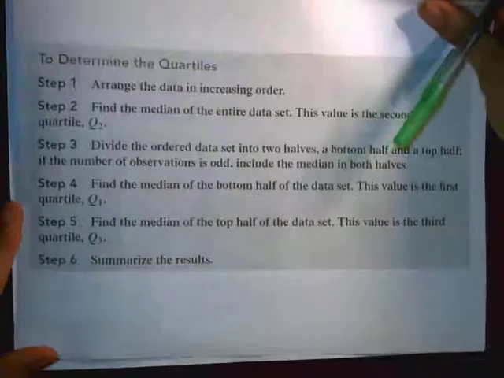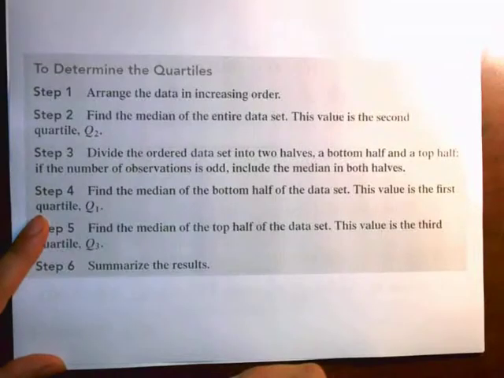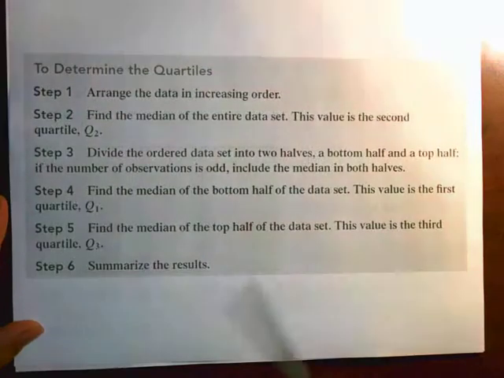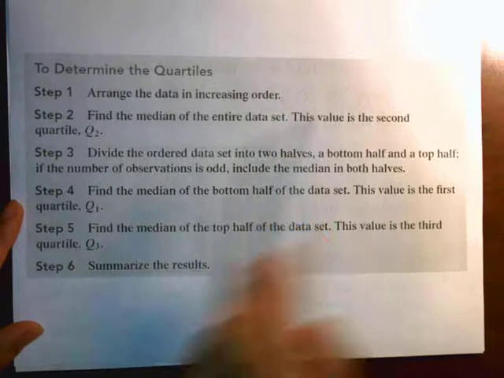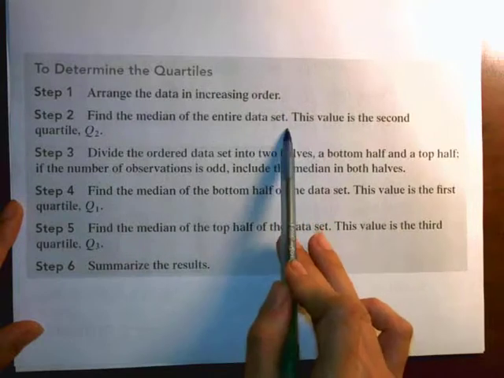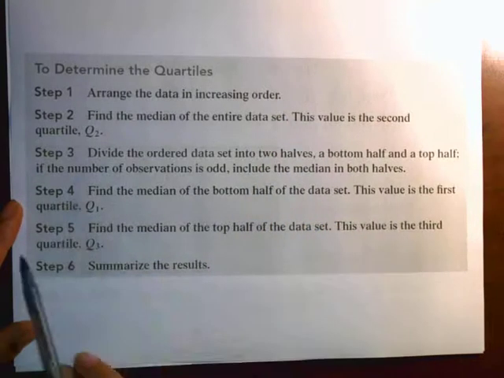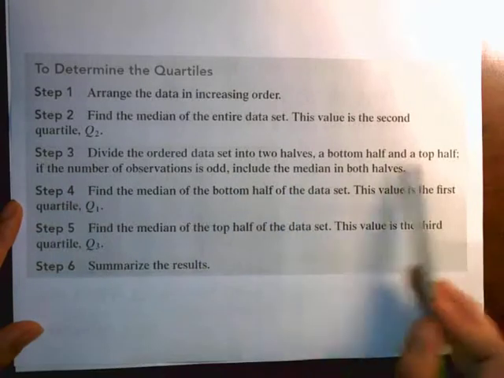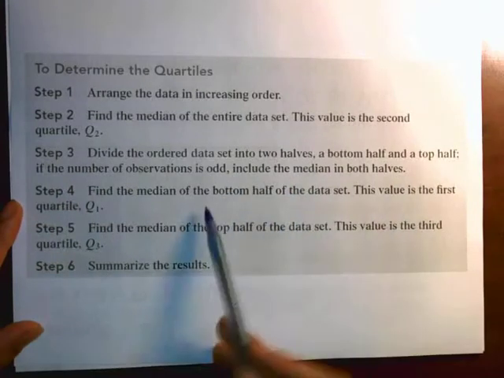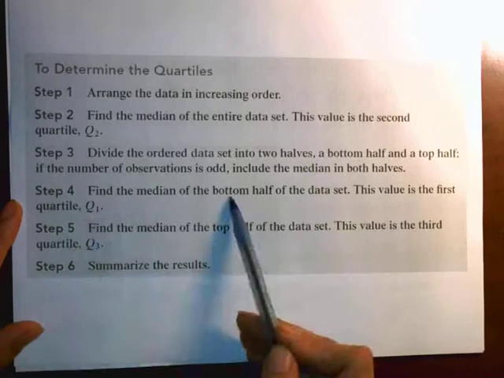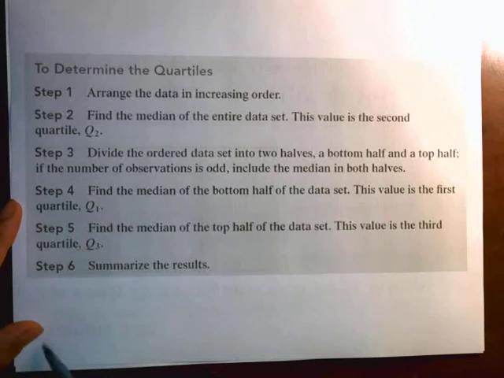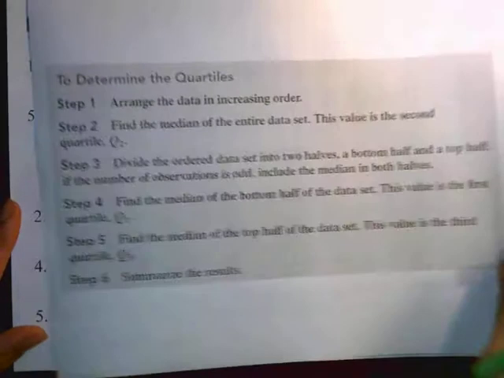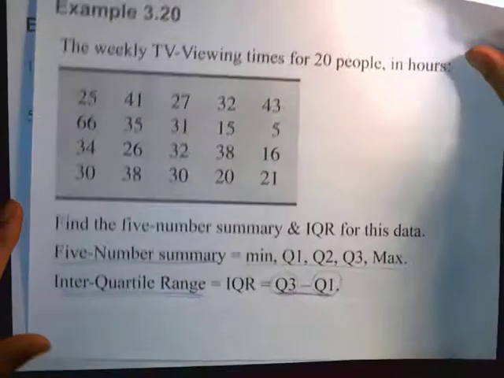Your book has a pretty nice set of steps that they want you to follow to determine the quartiles. So we're going to follow these steps. You're going to arrange the data in increasing order, so start with the smallest number, go to the biggest number. Find the median of the data set. That value is the second quartile. Then we're going to divide the data into 2 halves, the bottom half and the top half. And then we're going to find the median of the bottom half of the data. That's Q1. We're going to find the median of the top half of the data. That's Q3. And then we'll write all of our numbers at the end. So let's do that with this data.